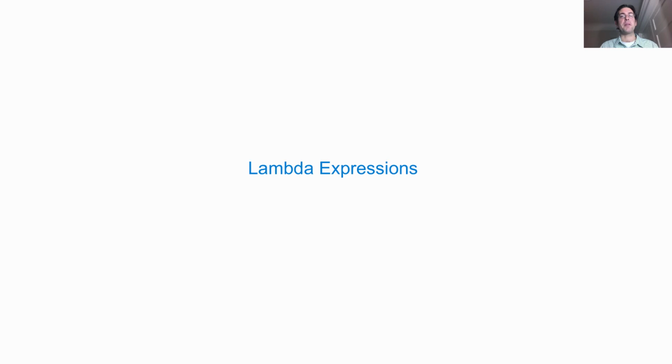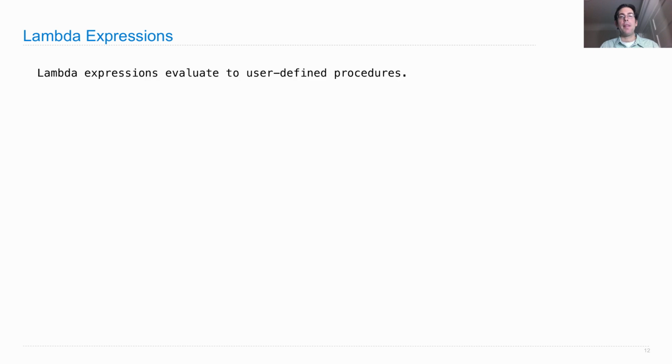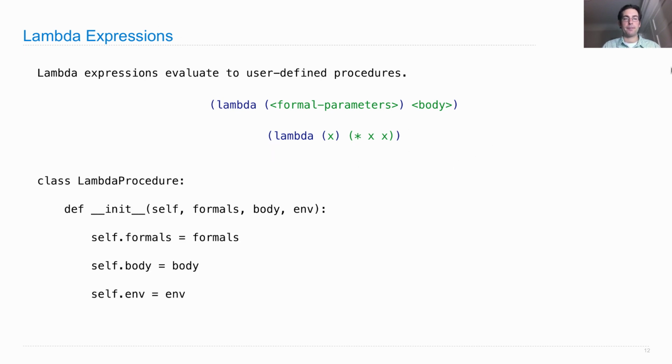The most important special form of all is the lambda expression. Lambda expressions work like this. They evaluate to user-defined procedures. So you have a whole expression that starts with lambda, and when you evaluate it, you get a new procedure that you didn't have before. It has formal parameters and a body. So for instance, if I write lambda x is times xx, this defines a procedure that squares things.